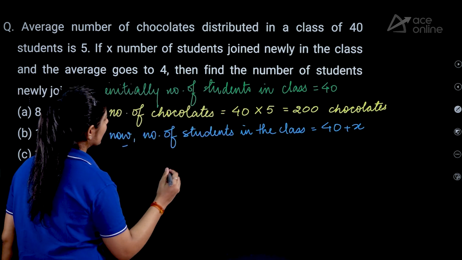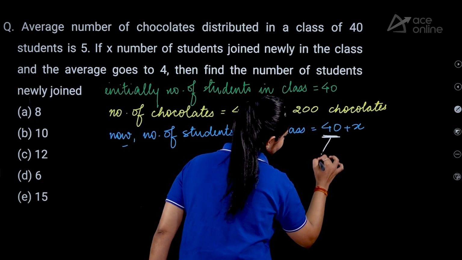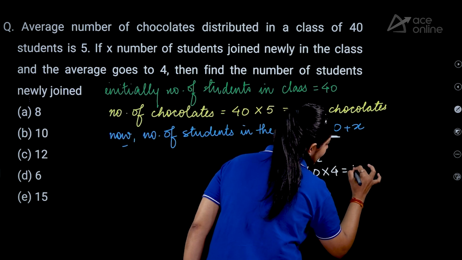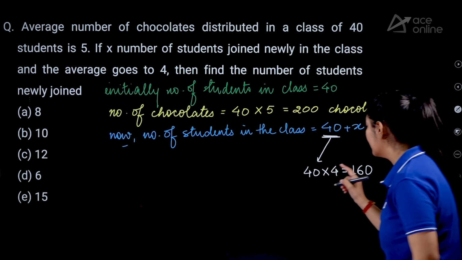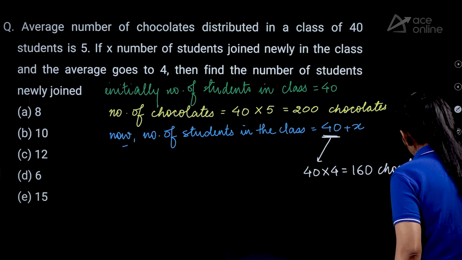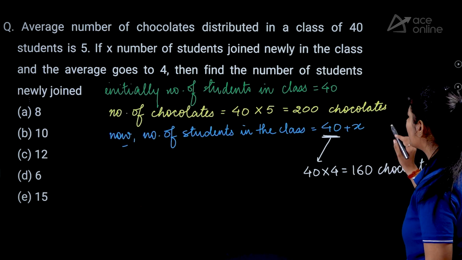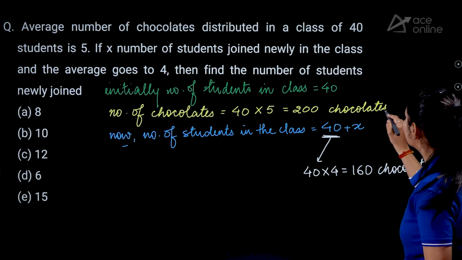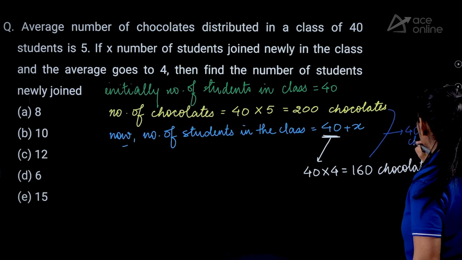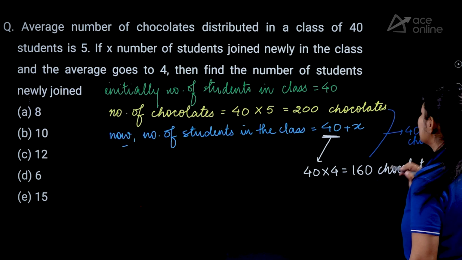From this we can say that they are getting 40 into 4. That means now these 40 students are getting only 160 chocolates. Here we can observe one thing: we are getting a difference of 40 chocolates.